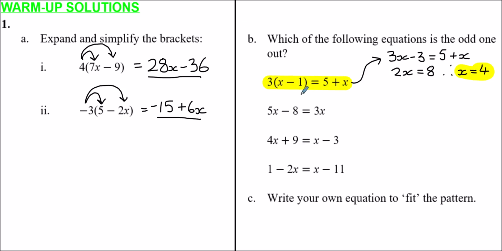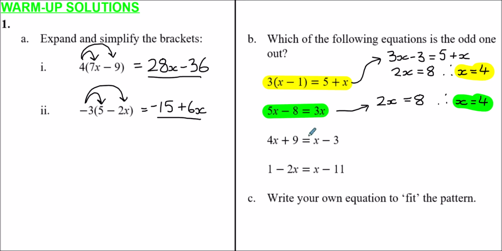For the second one, again we can rearrange this simply enough. And so subtract 3x on both sides. We're going to get that 2x, then add 8 to both sides, we get 2x equals 8. Therefore, again, for this one, x is also equal to 4. And so these first two aren't going to be the odd one out, because these first two both have the same solution, x equals 4.